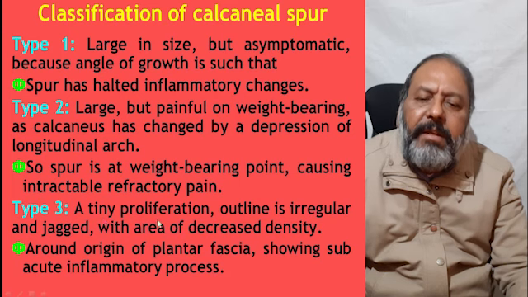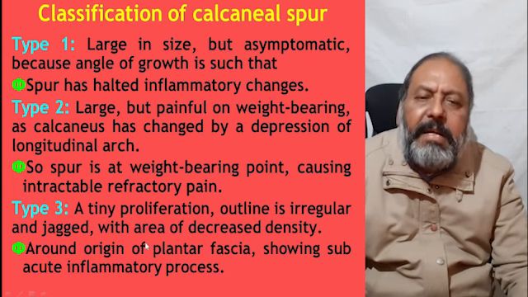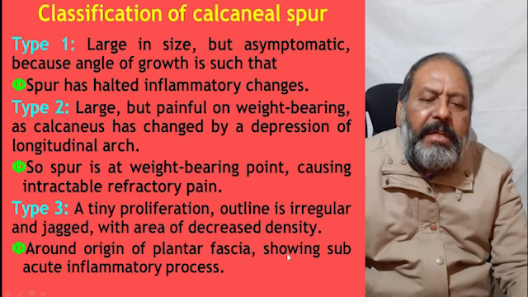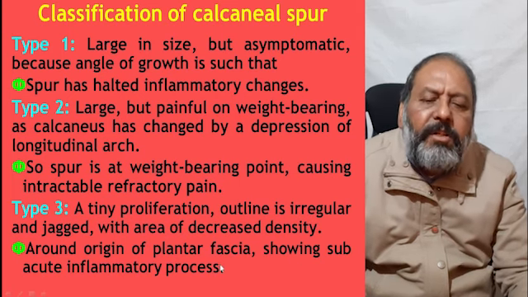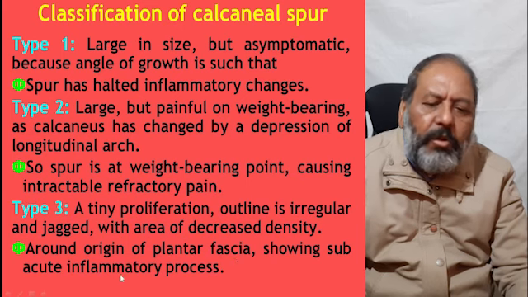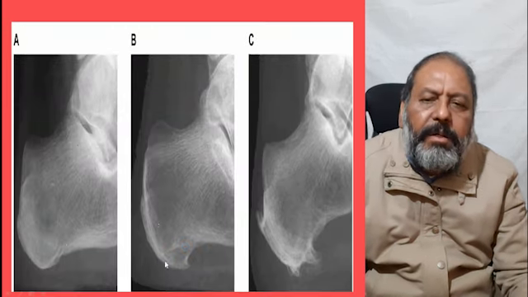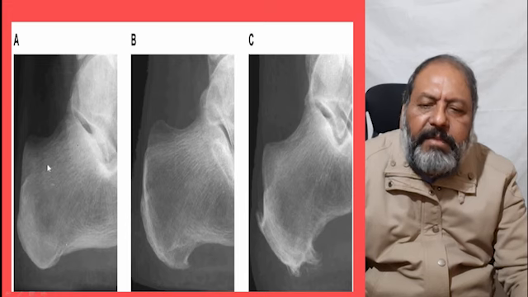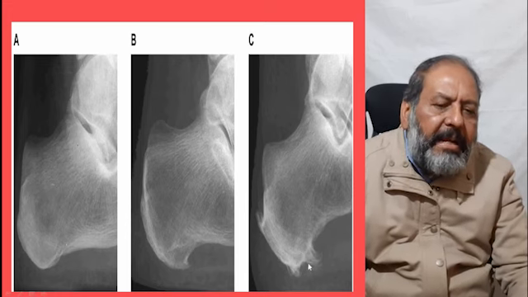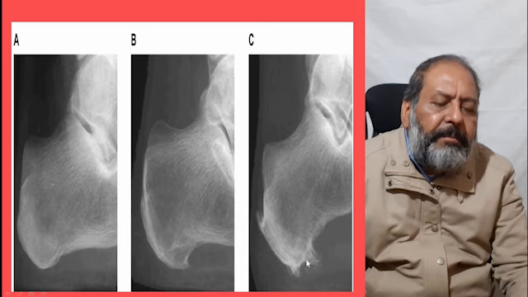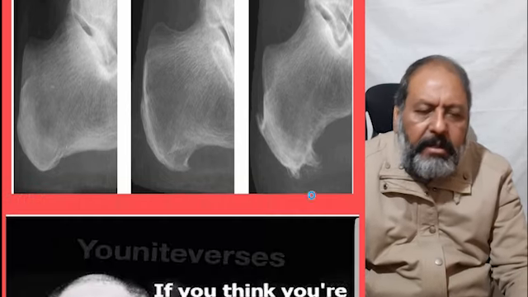Now type 3 is a tiny proliferation. The outline is irregular and jagged with an area of decreased density around the origin of the plantar fascia, showing a subacute inflammatory process. So here one can see the type 1 and the large type 2 and the tuberosity a bit just at the origin, that is the type C or type 3.